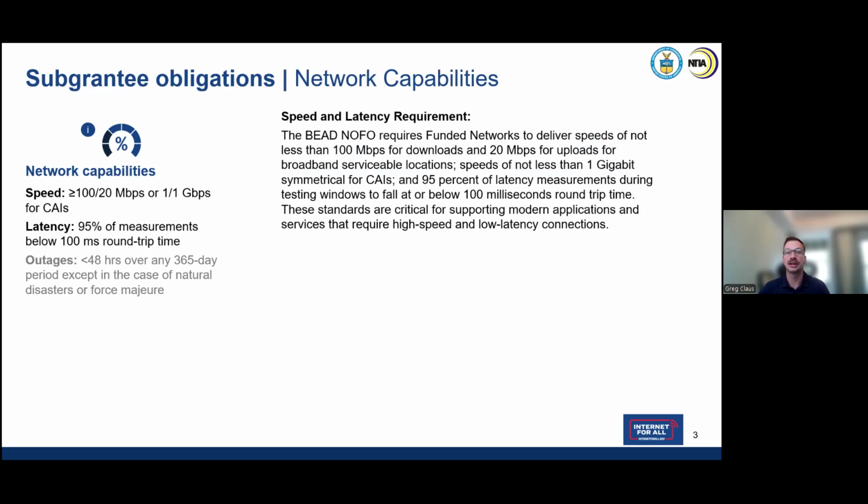BEAD requires that all funded networks have 100 megabits download by 20 upload, and that's 1 gig symmetrical for any funded community anchor institution. And then there's a latency requirement that 95% of latency measurements during the testing window fall at or below 100 milliseconds round trip time. So subgrantees should deploy robust networks and schedule regular performance testing to ensure that the network that is funded and constructed can meet or exceed these performance standards. Rather straightforward.